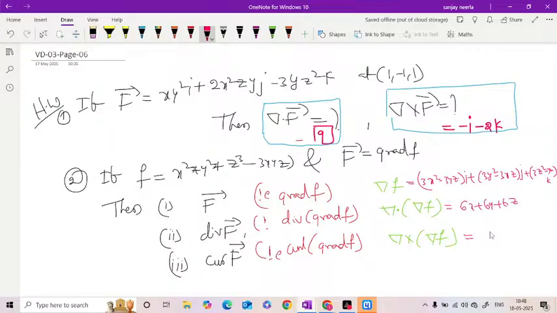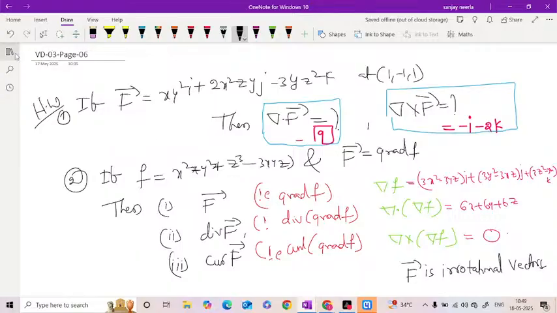Next, the third result is 0. So that means this gradient f is now an irrotational vector. Okay, so this is about the previous homework.